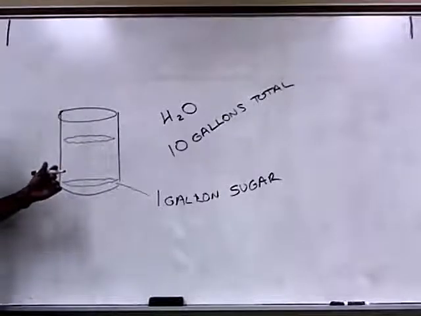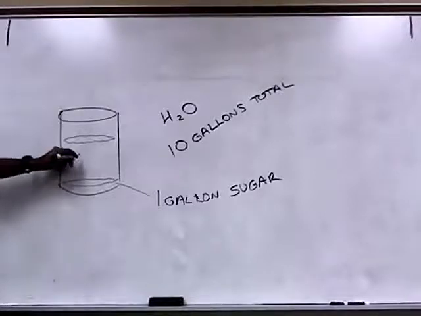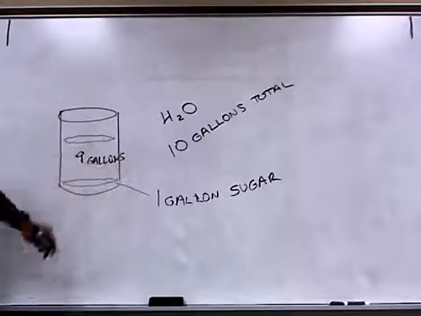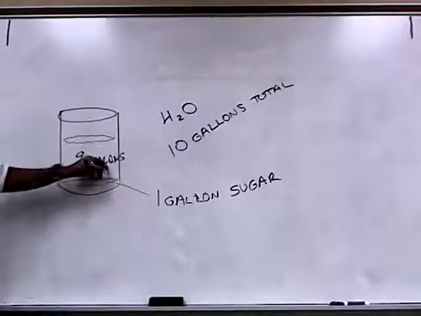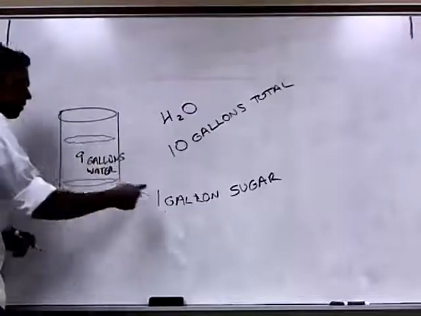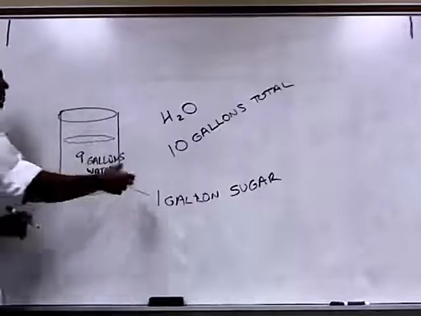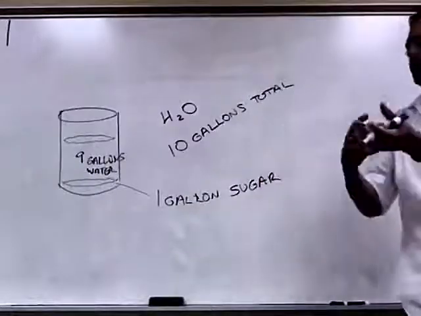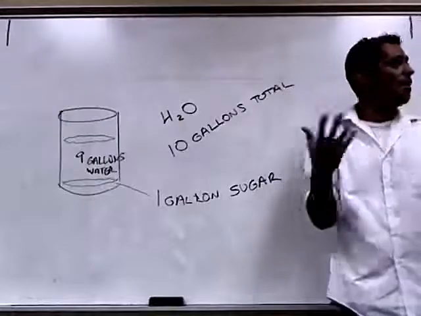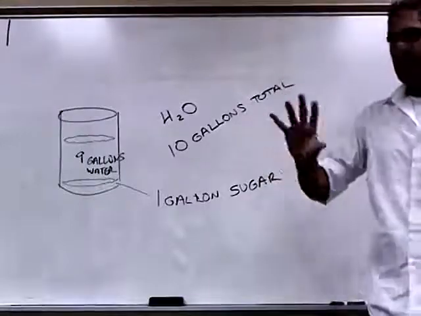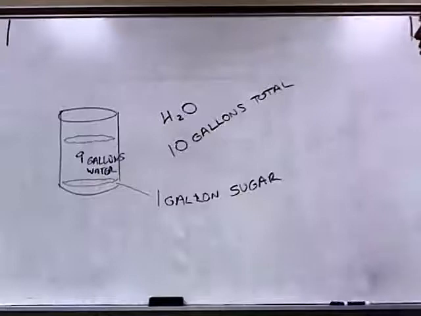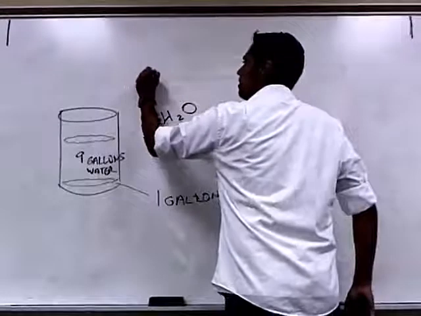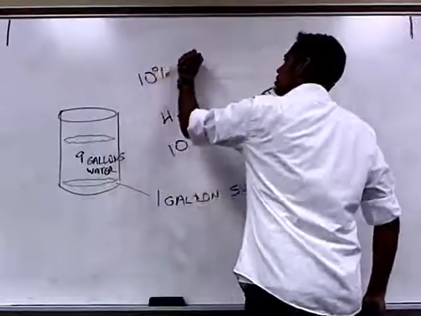All right? 9 gallons of water here. So 9 gallons of water mixed with your 1 gallon of sugar together makes 10 gallons total of sugar water. Yes? Now you stir it up and you can't tell where the water and sugar is. It's just all mixed together. All right. Make sense? So what we would say in this particular case is that this is a 10% sugar solution.